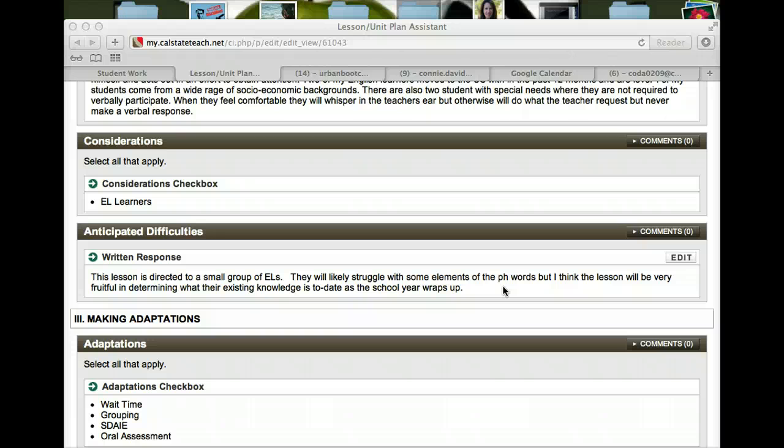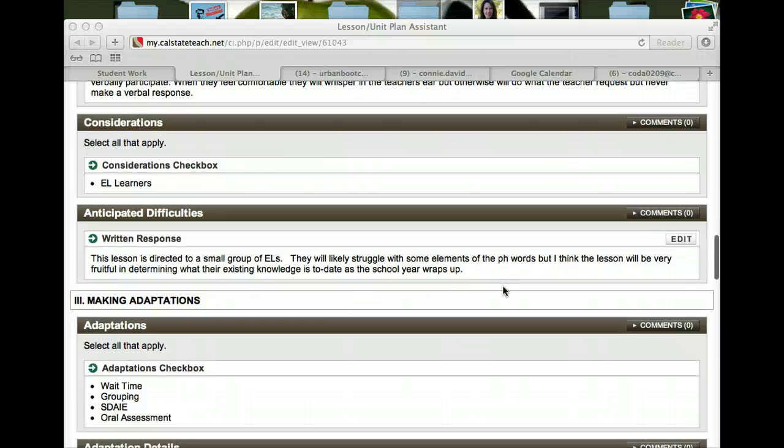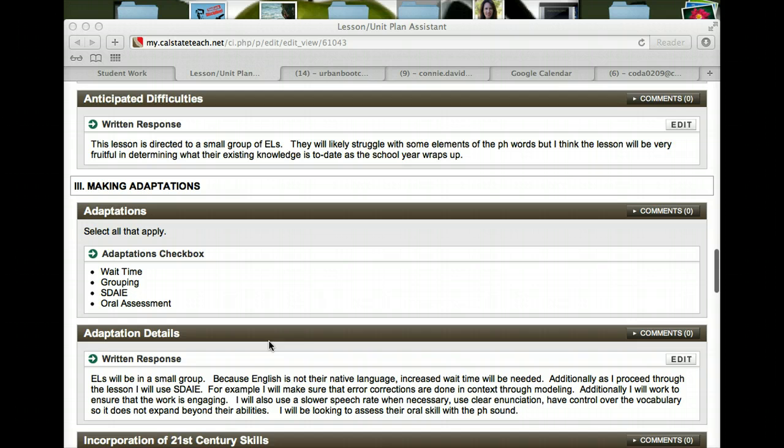Now you are telling me what the problem is that you anticipate. This is vague. You can't say that. "I think the lesson will be very fruitful in determining what their existing knowledge is to date at the school year." That doesn't answer the question. Here it says, what do you anticipate as a difficulty? You have to remember to answer the question that's asked or the prompt that's asked.